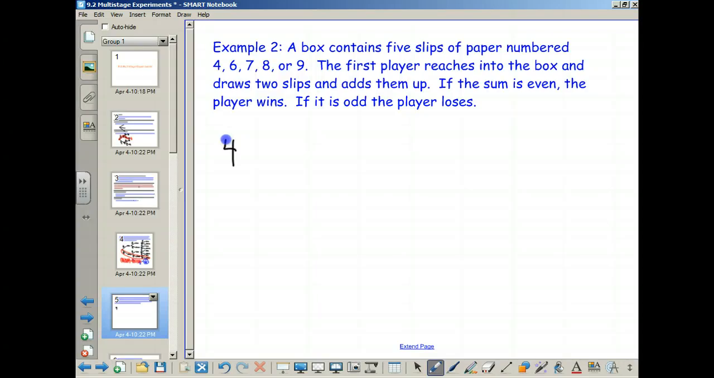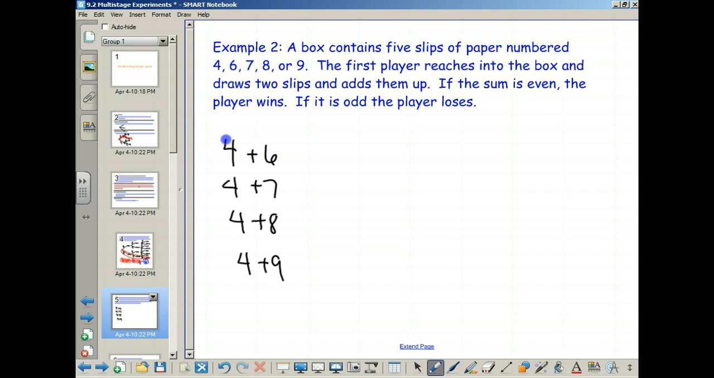And if I pull out a 4, it really doesn't matter what order, because addition is commutative, right? So it doesn't matter if I pull out a 4 and a 6 or a 6 and a 4, I add them together, I get the same thing. So one option is that I get a 4 and a 6. One option is I get a 4 and a 7. Or I can get a 4 and an 8, or a 4 and a 9. And those are the only things that can happen if I pull a 4.